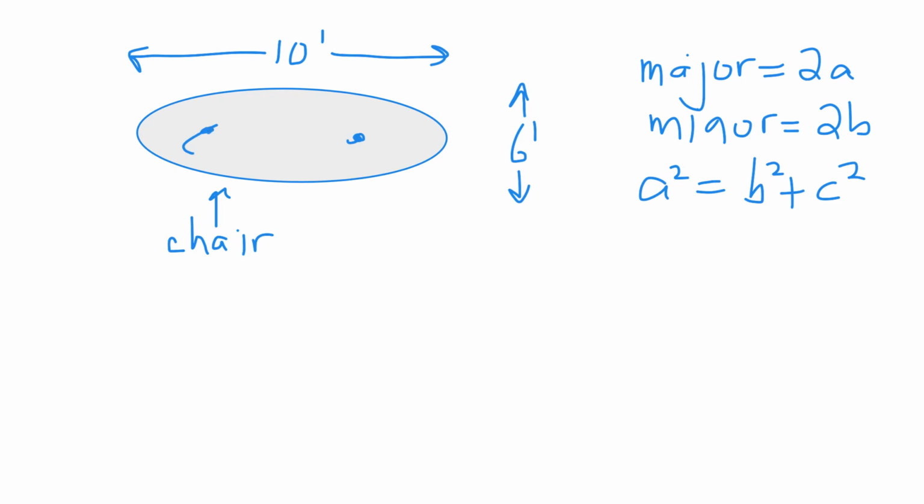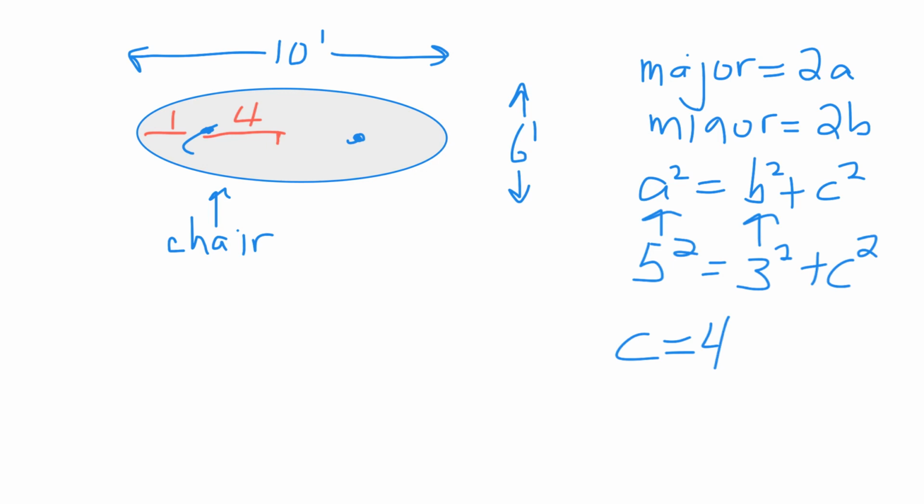If the room or the bath is 10 feet major axis, that would be 2a, and 6 feet minor axis, that would be 2b. And remembering our Pythagorean identity for ellipses, where should the chair be located? Plugging in our numbers for a and for b, we can solve for c, and c would be 4 feet. So from the center to the chair should be 4 feet, or coming from the wall, it should be 1 foot from the wall.